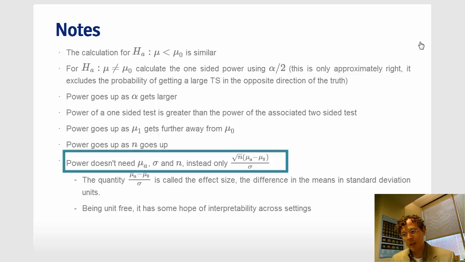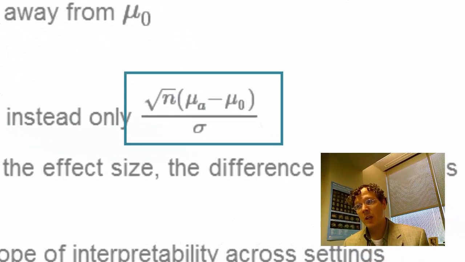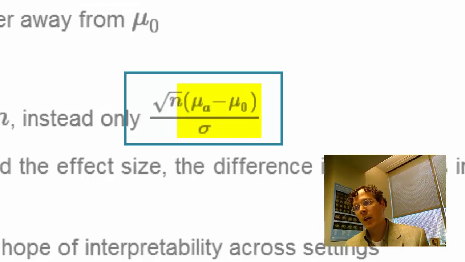Now here's an interesting fact. Power usually doesn't depend on all of these separate parameters, but on some function of those parameters. And in this particular case, that function is one-dimensional. So you really only need to know one number to calculate power. And it's basically the difference between the null and alternative means divided by the standard error. And power only depends on those things, or if you have power and this number, then you can calculate n.